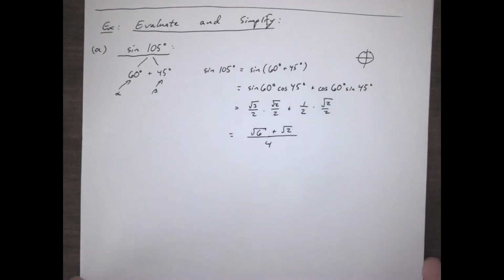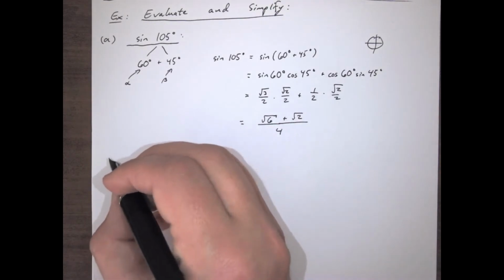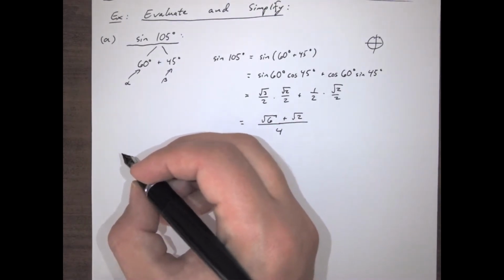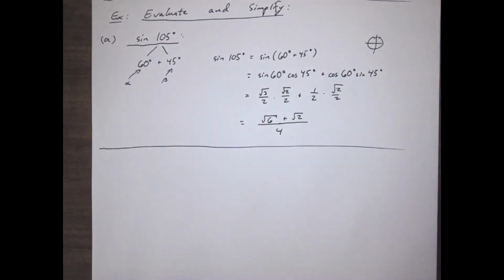We'll see when things get a little bit more involved, we can sometimes have some more avenues for simplification. Okay, so that's how that goes. You take two known angles and you figure out how the angle that you're being given is secretly a combination of those.